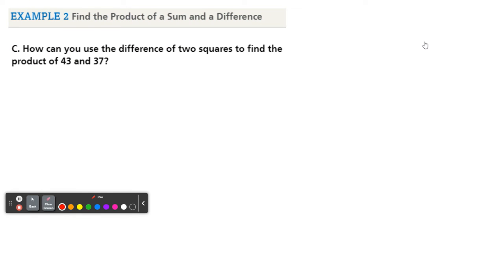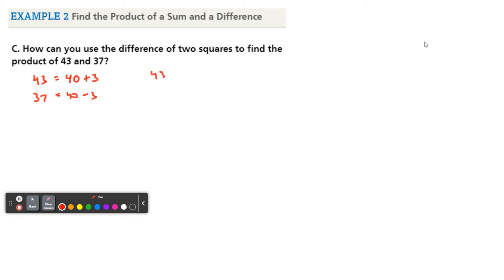All right, next, how can you use the difference of two squares to find the product of 43 and 37? So again here, little quick trick, right? 43 and 37, both of them are 3 away from 40. 43 is 40 plus 3. 37 is 40 minus 3. So notice how I can write each of them using the same two numbers, but one's positive and one's negative.